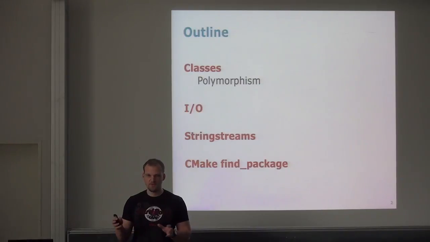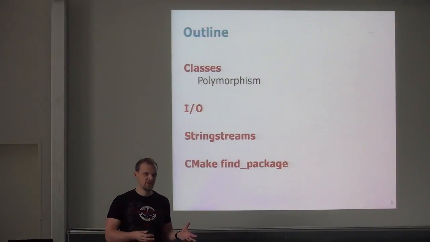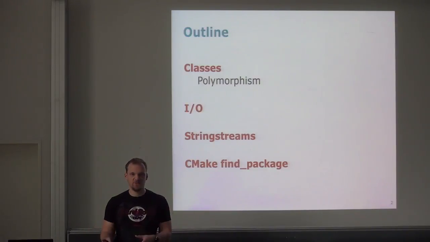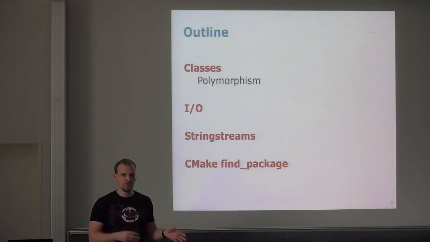And then we're going to talk a bit about string streams, why they're useful, and in the end, we will find out how to use find package in CMake in order to find external packages that we don't want to build ourselves, that are pre-built for us, that we can just install on our system and use with our code.